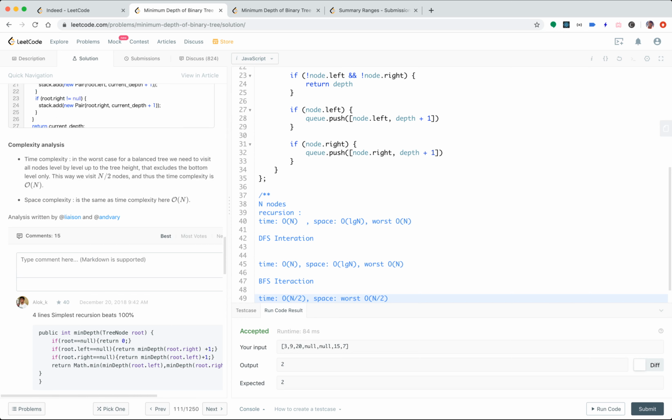In the worst case, for a balanced tree, we need to visit all nodes level by level up to the tree height, including the bottom level. This way, the time complexity is O(n). Space complexity is the same.